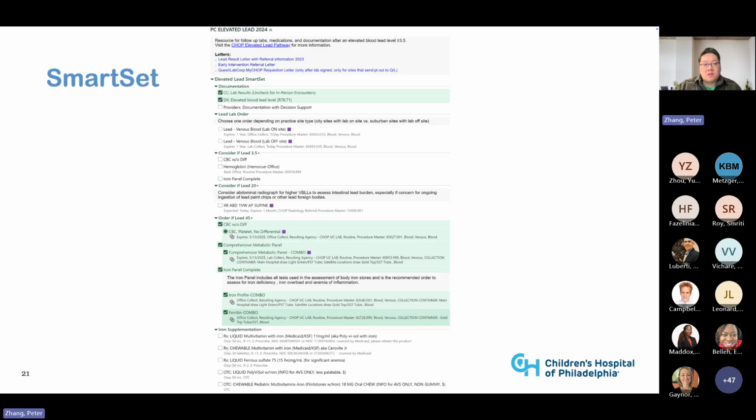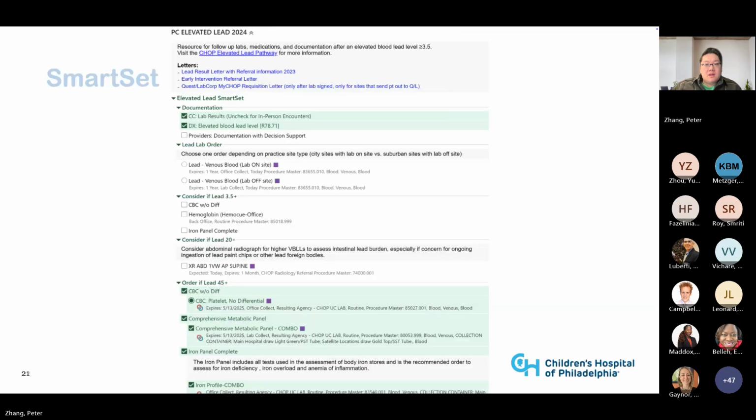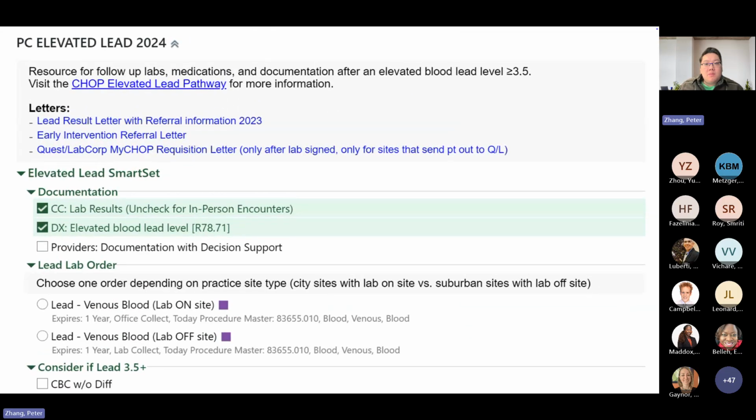Here's a screenshot of our smart set. It is a little complicated, so I'll go through it section by section. At the top here, you can see we have links to our pathway, as well as some links to letters and referrals that are required. And of course, we have the lead order itself, as well as the diagnosis associated with it. The lead order itself can vary based on if your clinic has a lab on-site or off-site.